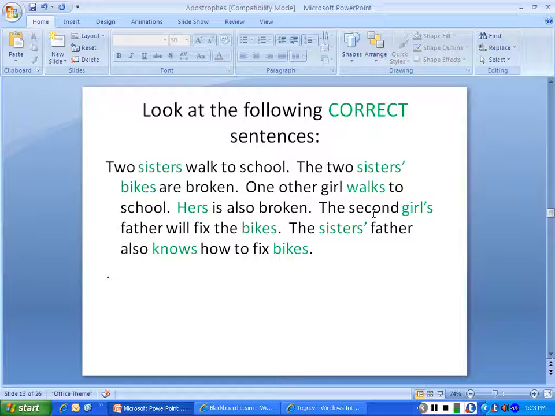Look at the following correct sentences. Two sisters walk to school. The two sisters' bikes are broken. The other girl walks to school. Hers is also broken. The second girl's father will fix the bikes. The sisters' father also knows how to fix bikes.